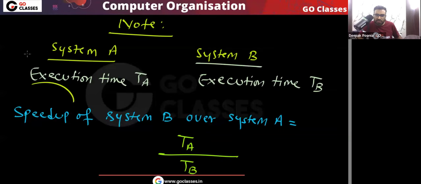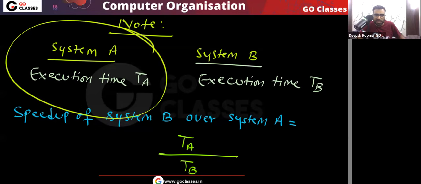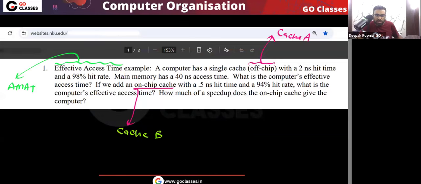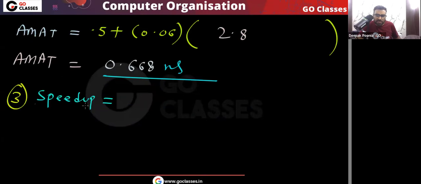You can see, if we want to find the speed up of system B over system A, that will be execution time of system A divided by execution time of system B. So in this question, we want to know how much speed up we got when we are using the on chip cache. So we are basically finding the speed up by the new system over the old system. Yes or no? This is the speed up by the new system over the old system.